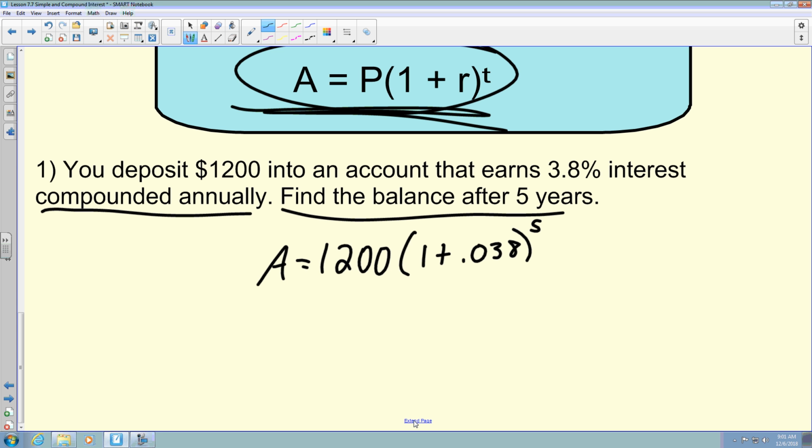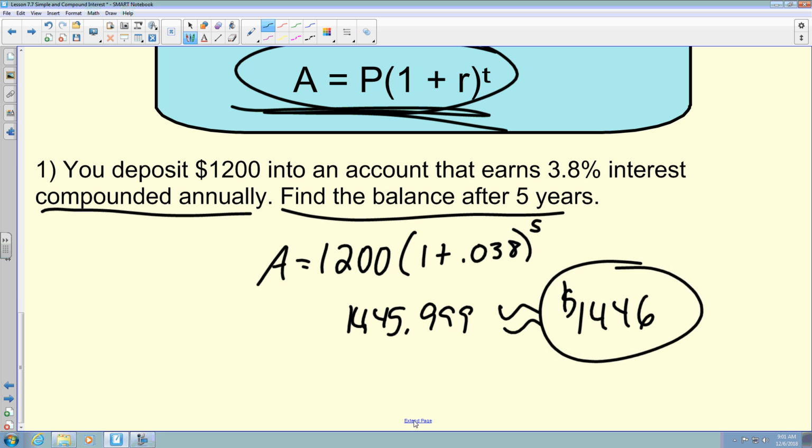So I add 1 plus 0.038, which is 1.038. I want to raise that to the fifth power. When I get that, I get 1.2049992. I'm going to multiply that by 1,200, and when I do that, I get a total of 1,445.999. So if I rounded this, this would be really, really close to 1,446.